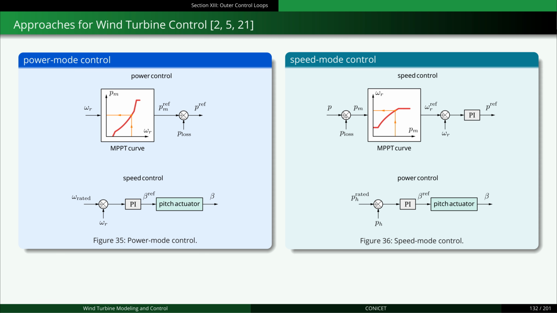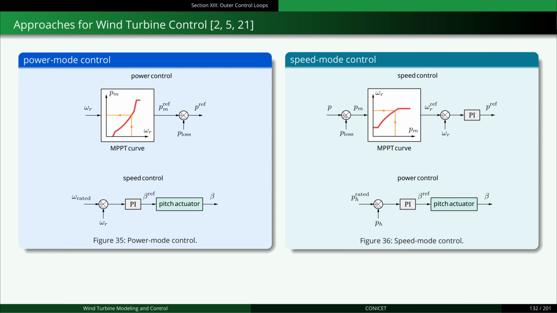In power mode control, we first measure the rotor speed of the turbine. Then we use the MPPT curve stored in a lookup table to determine the reference power to send to the converter. Since the MPPT curve relates rotor speed to mechanical power, we subtract the corresponding power losses to obtain the reference electrical power. See Figure 27 in Section 8 for a description of power losses.